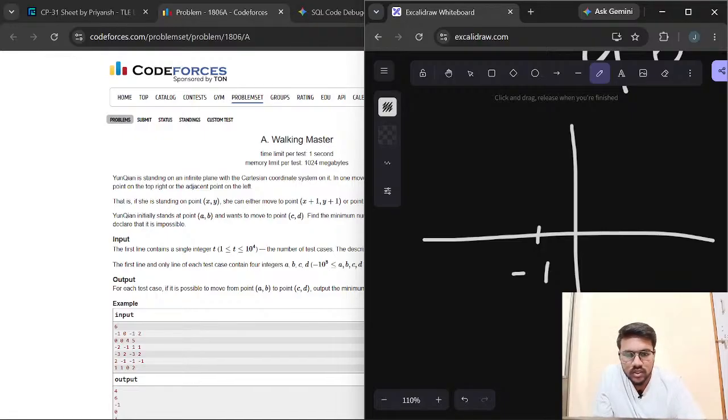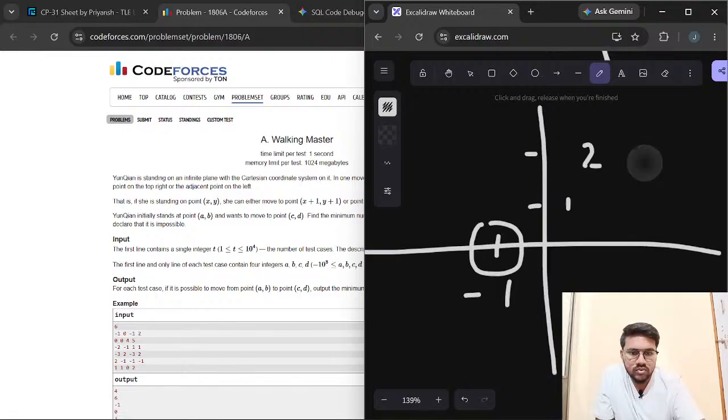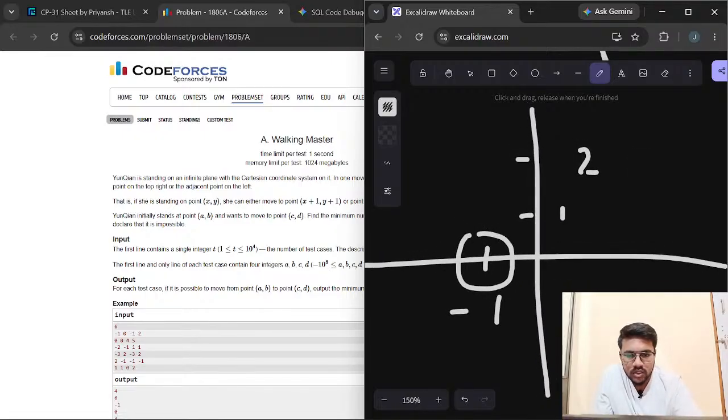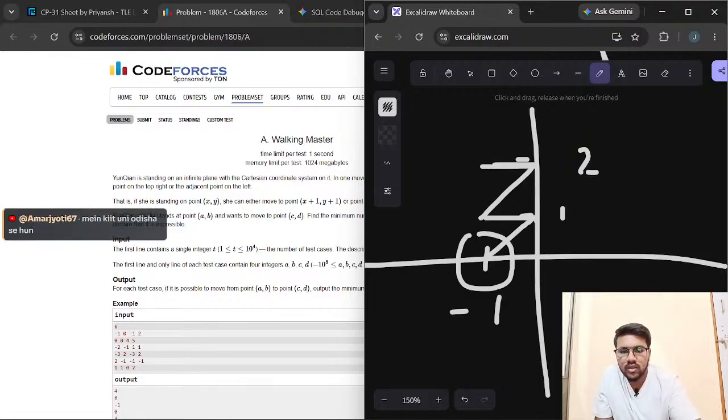Minus 1, 0 is here, we have to reach minus 1, 2. So basically you can go here, then come here and then here, but no, then we have to go here. 1, 2, 3, 4.